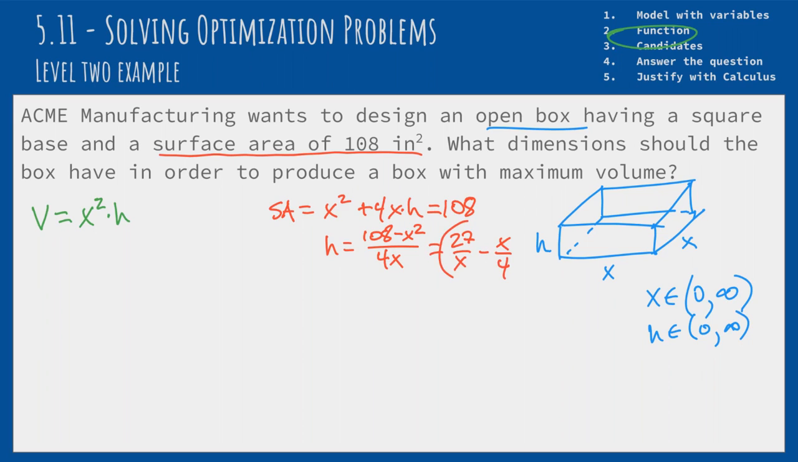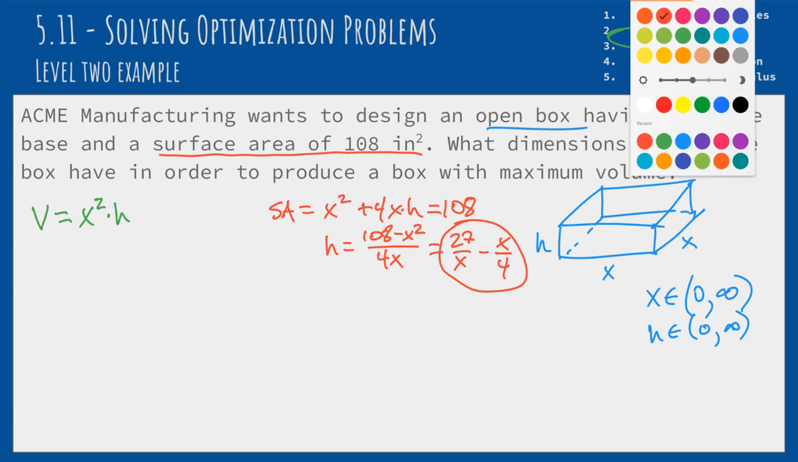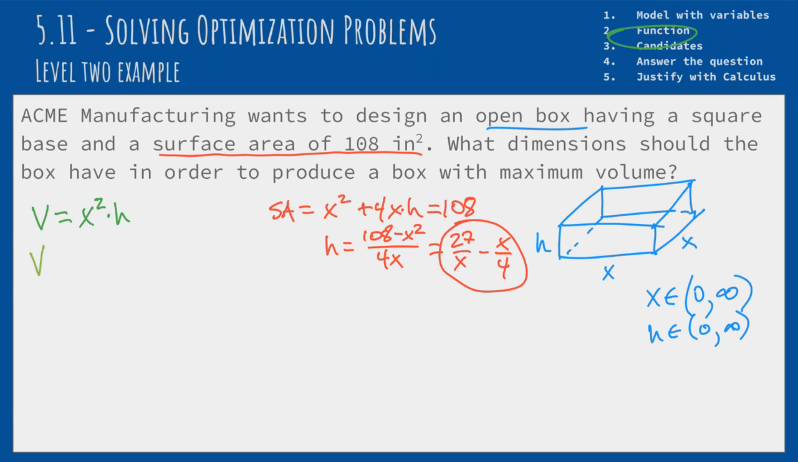So what I can do with this is I can replace the h in this equation, and since that's in terms of x, my volume formula is going to be entirely in terms of x. So let's go back to that and write it out. So we got volume equals x squared times (27 over x minus x over 4). Now, keep in mind, we're going to be doing some calculus on this later. So I'm going to distribute that x squared and just make this a little bit prettier.